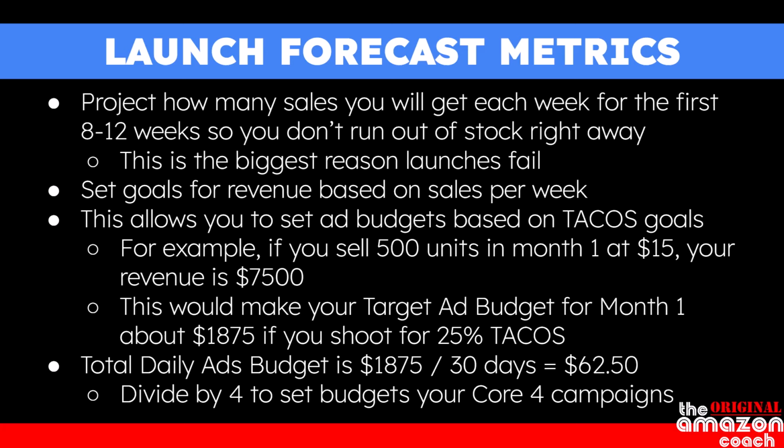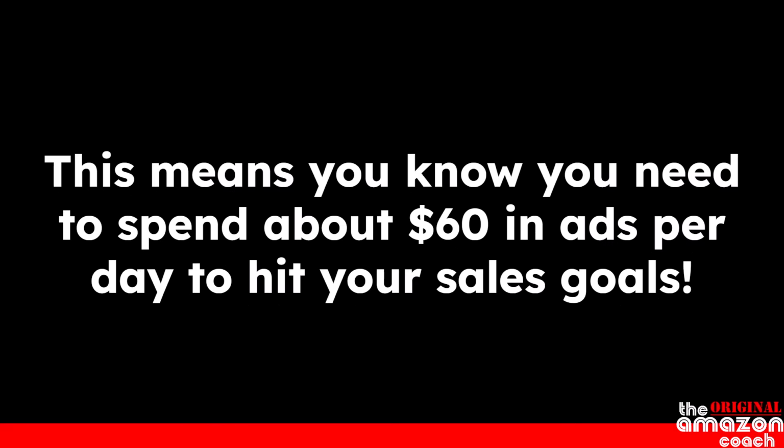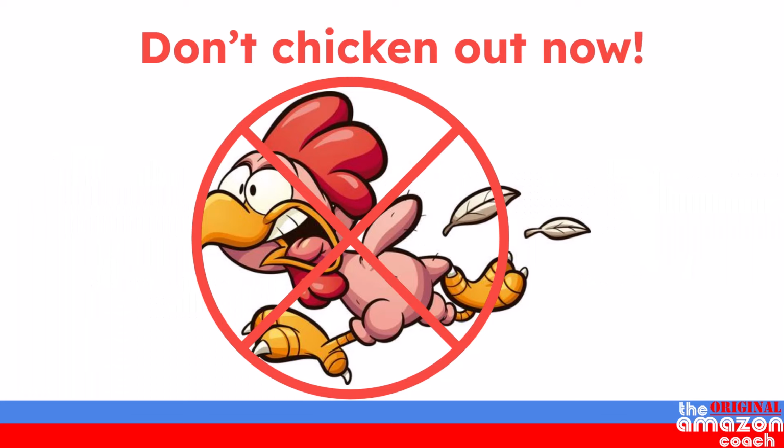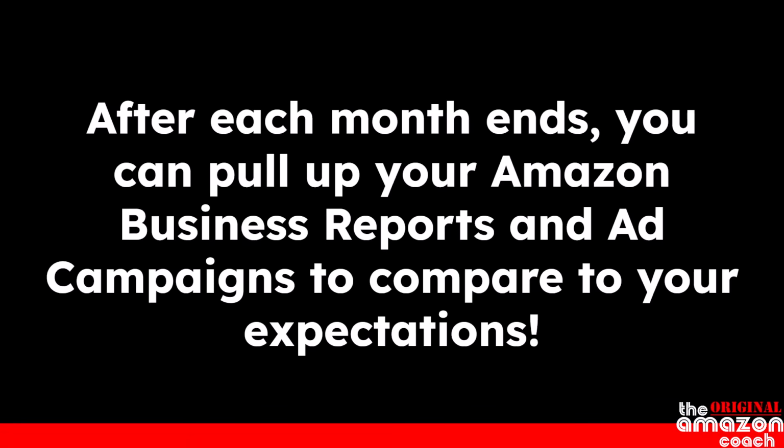And you might remember I said $10 for the auto campaign, but basically if you do it this way, you can set your campaign budgets by understanding your sales goals and your ad budget goals. This means you know you need to spend about $60 in ads per day to hit your sales goal in this example. Don't chicken out now and reduce your budgets just because they aren't getting very many sales right away. The sales and reviews will gain traction as you keep the ads running and do everything else in this training. After each month ends, you can pull up your Amazon business reports and ad campaigns to compare to your expectations.